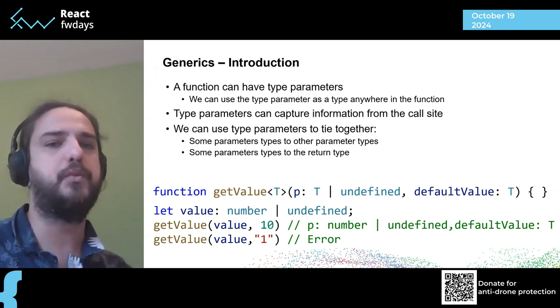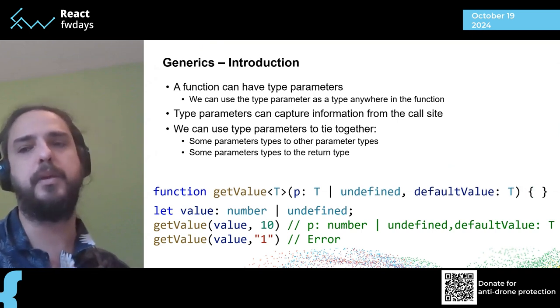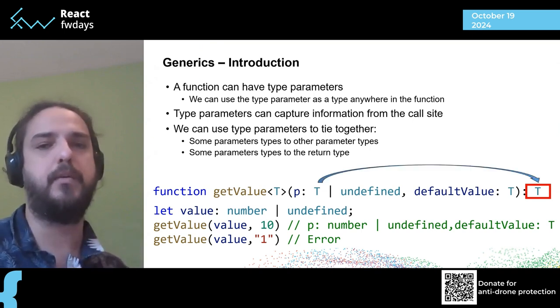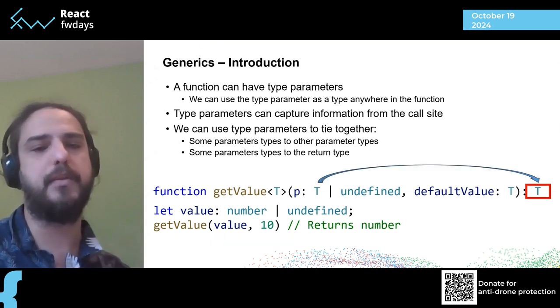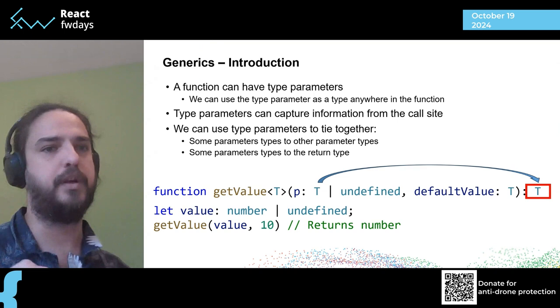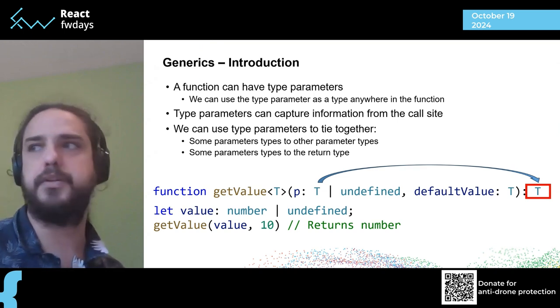And the same is also true: we can also tie parameter types to the return type, right? So here we added this explicit return type of T. That means we've established the relationship, again, between parameters and return type. And if we call this function, now it's going to return a number because, again, this generic parameter will flow the information from parameters to return type.